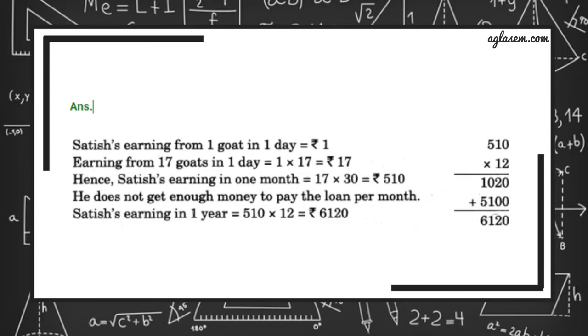Therefore, earning from 17 goats in 1 day will be 1 into 17, that is rupees 17. Hence, Satish earning in 1 month, that is 17 into 30, will give you rupees 510. Further, he does not get enough money to pay the loan per month. Satish earning in 1 year will be 510 into 12, that will give you 6120.